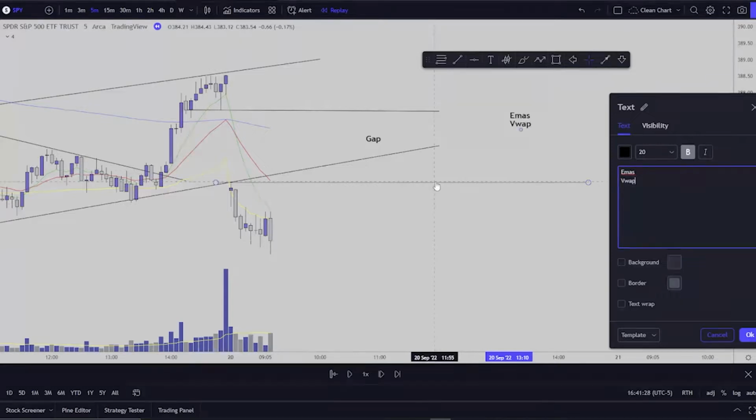I also look into VWAP, which is something that I focus on a lot. So for instance, when price action is above VWAP, I'm looking for bullish price action. When price action is below VWAP, I'm looking for bearish price action, right? Also, same thing goes with the 200. It applies the same way as well.